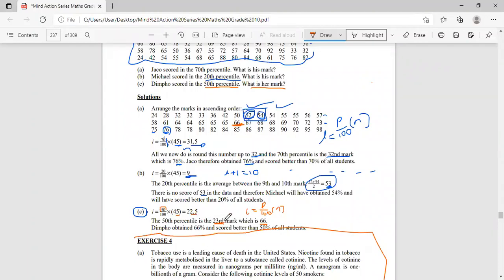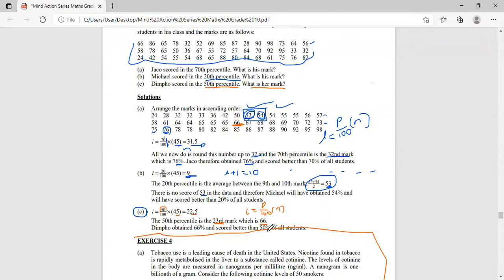Is it necessary, like in part A, to write that Dimpo obtained 66% and scored better than 50%? The last sentence is necessary, sir. Yes, just to show the marker what I did. I get 50%. If I want 20%, yes, you have 70%. Oh. Okay. Sharp.